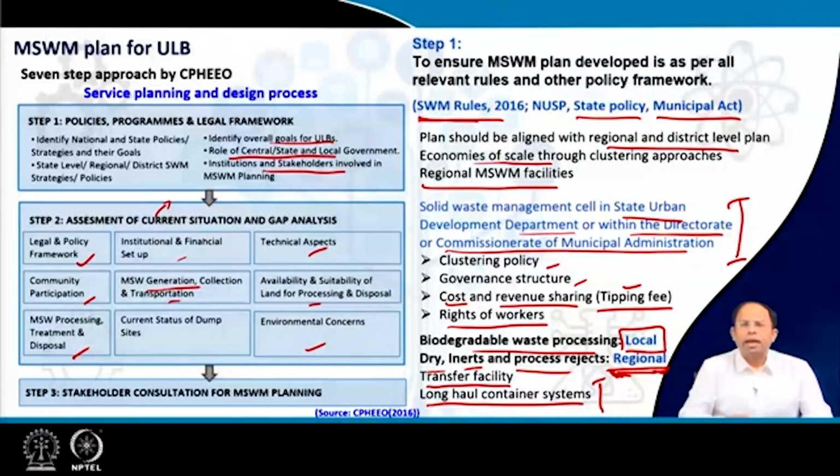And finally, along with gaps, we also need to do a stakeholder consultation. That means before we even start preparing the draft plan, we have to bring different stakeholder groups, and the public of that particular urban area, into consensus, and we have to build a consensus on what we should do. So that is what all these first 3 steps are about.